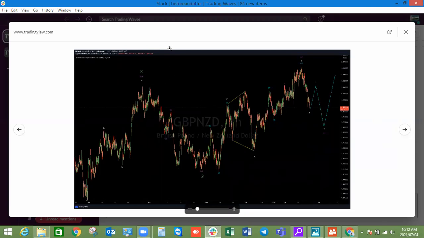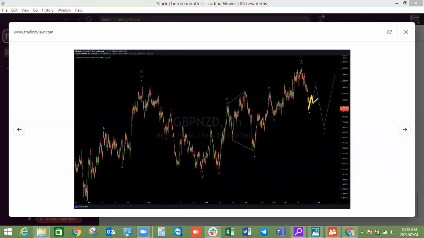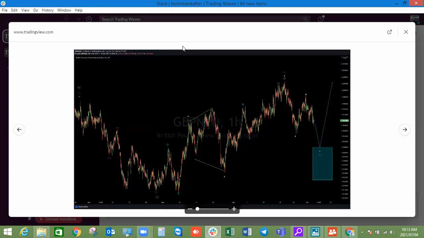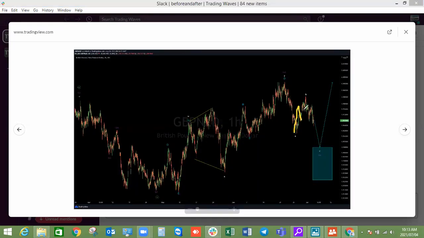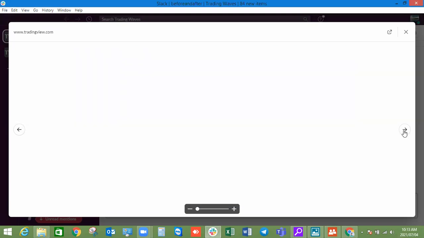Pound New Zealand, another one. Beautiful chart. Pullback here in 3, expecting downside. Look at that structure. Beautiful 3-wave pullback here. Almost textbook into the blue box and a move to the downside. This is where we are currently. We're expecting continuation to the downside. Right, so that is pound New Zealand.